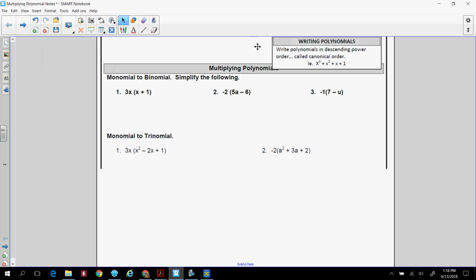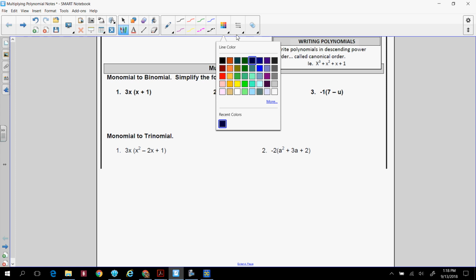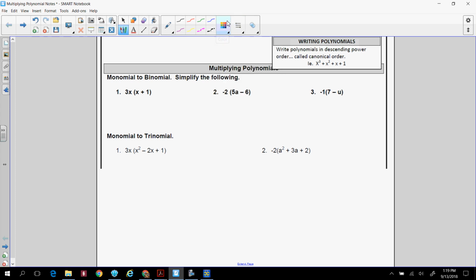All right, so today we started looking at adding and subtracting polynomials. So tonight I told you guys I'm going to give you a quick video on how to multiply a monomial to polynomials. And so you can take a look at these notes. You'll get these notes tomorrow in class. When we say monomial, we're talking about one term multiplied to a binomial, which means two terms. And so the idea of distribution is really what we're talking about.